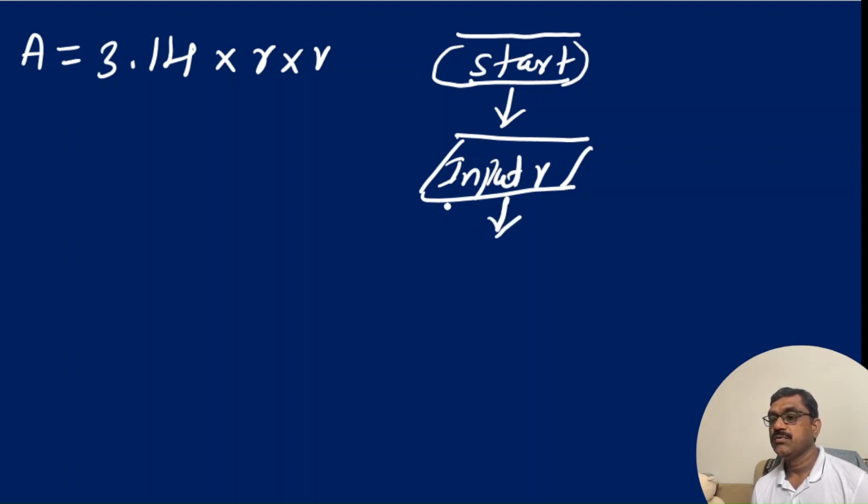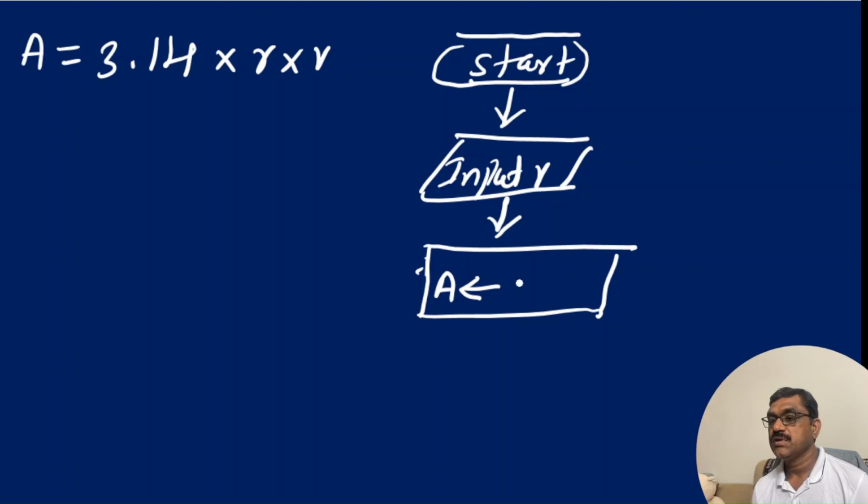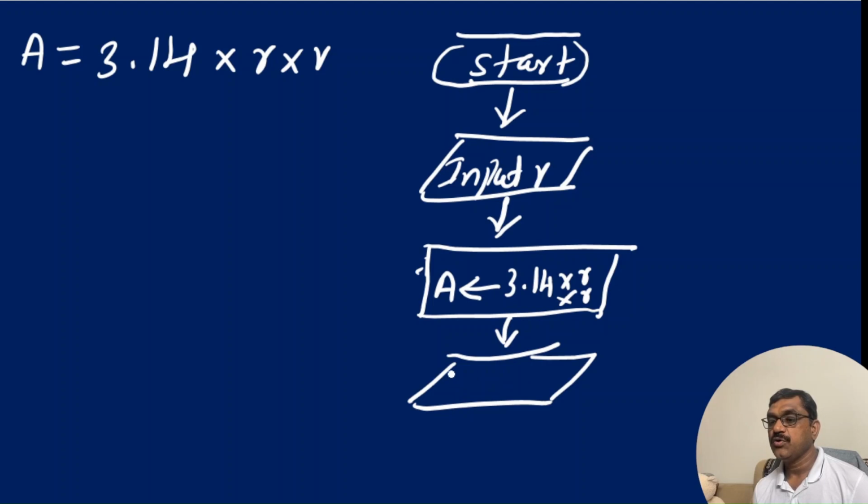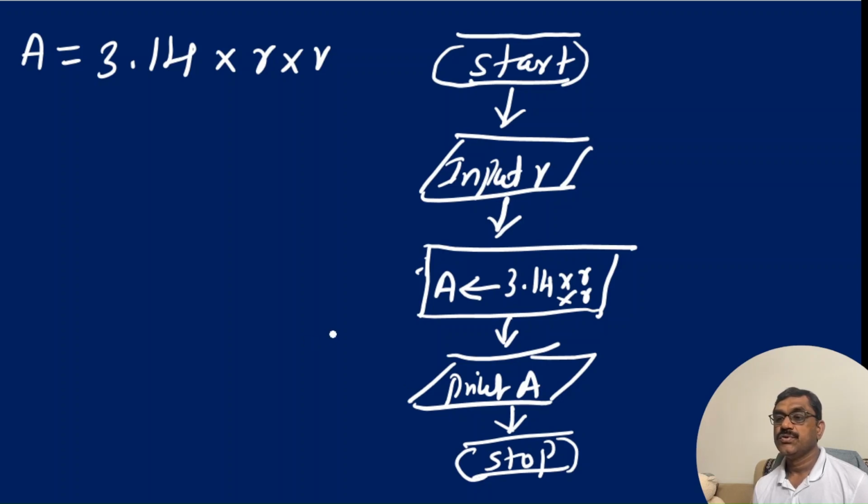Again, put a down arrow. After reading R, you have to calculate A, right? For calculating A, we have to use the process symbol. The process symbol is the rectangular symbol. Now here you write A equals 3.14 into R into R. Next again put a down arrow. So after calculating A, what you have to do? You have to display A or print A. Printing means output. So again use the parallelogram. It is used for both input as well as output. Print A. So with this, our task is completed. And the final step you have to do is stop. Again, I'm using a rounded ellipse for stop. So this is the way of drawing the flowchart for the problem area of a circle.